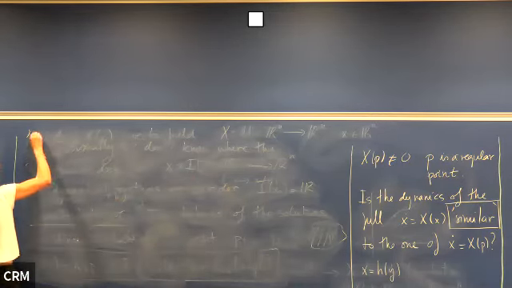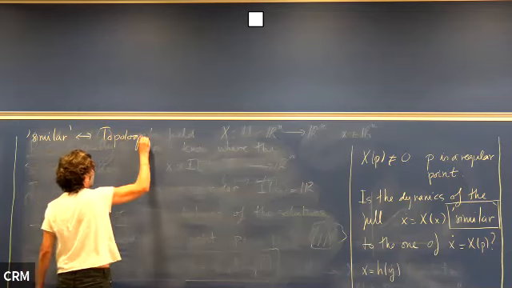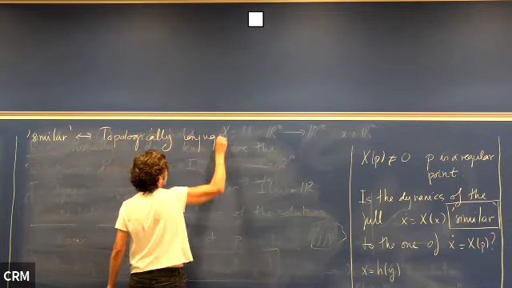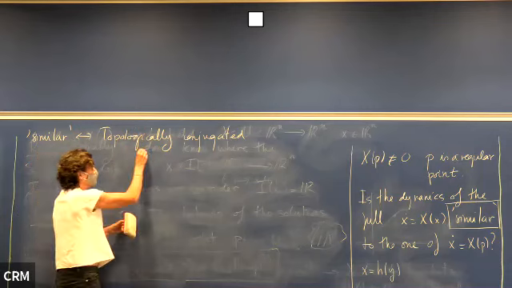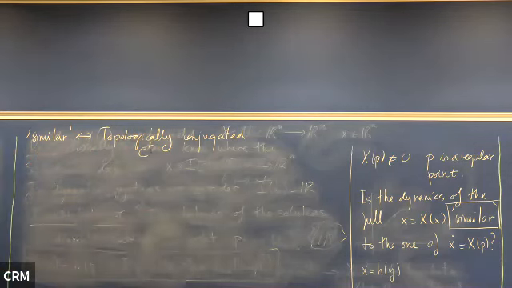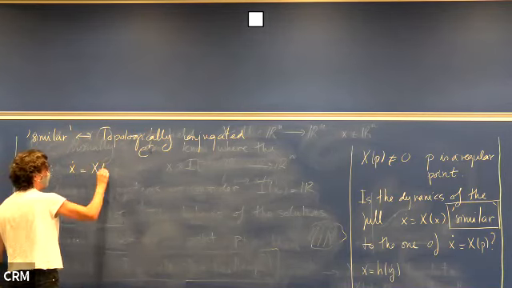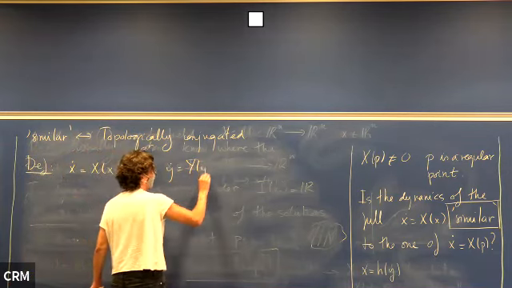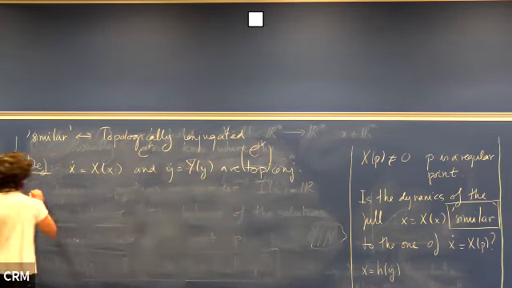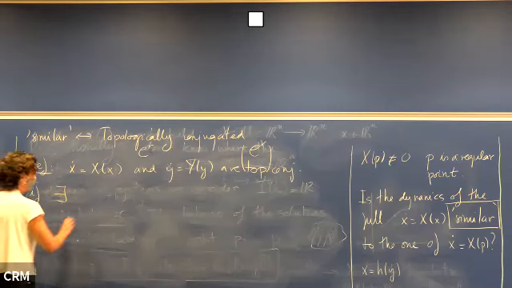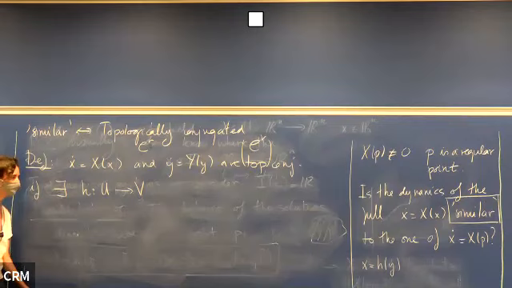So let me just say what similar means. In fact, the word topologically here is not extremely necessary. You can think here of C^r conjugated, analytically conjugated, any regularity that you want. Okay, and the definition is that x and y are topologically conjugated, C^r conjugated, if there exists h from some neighborhood to another neighborhood, a homeomorphism.